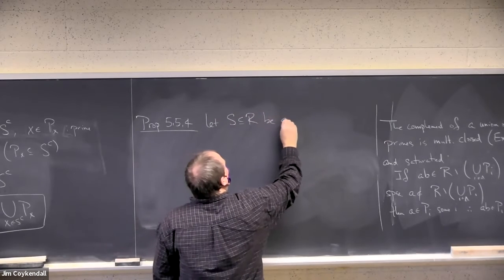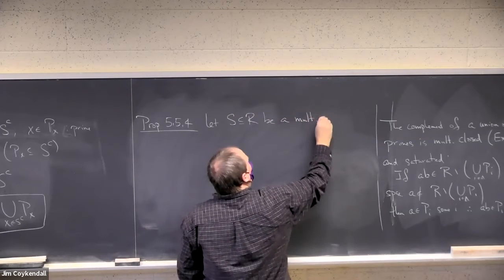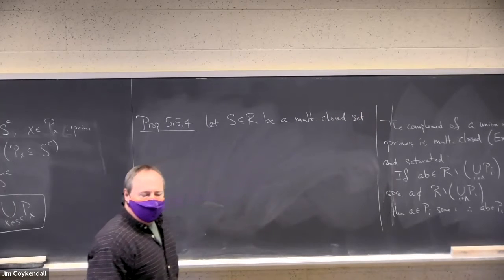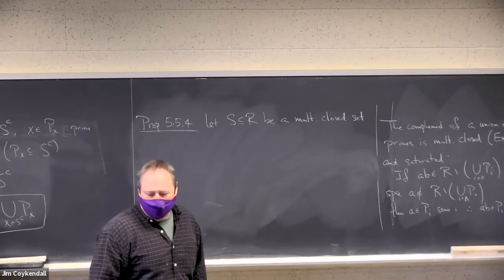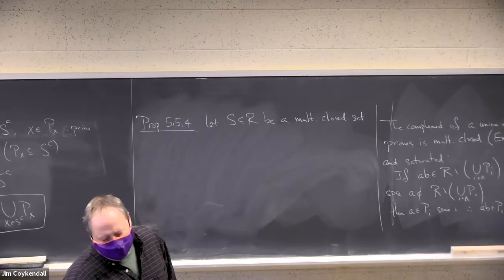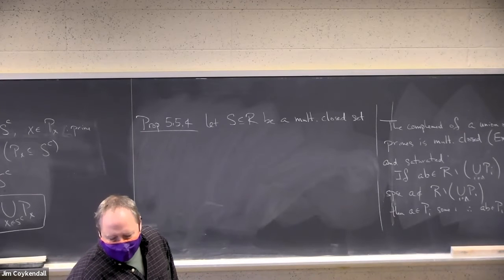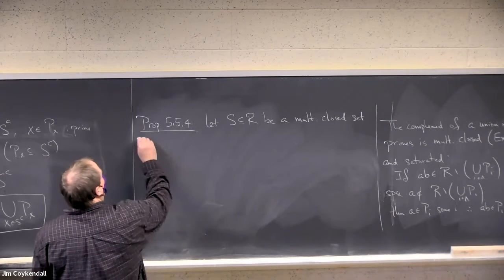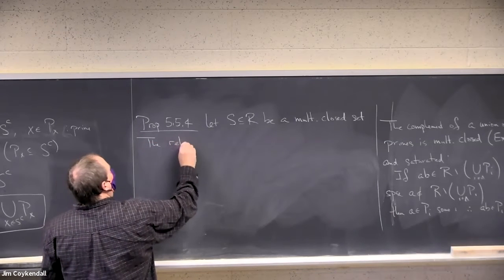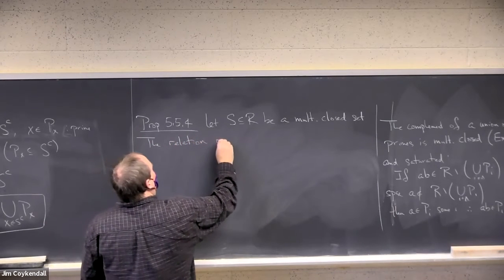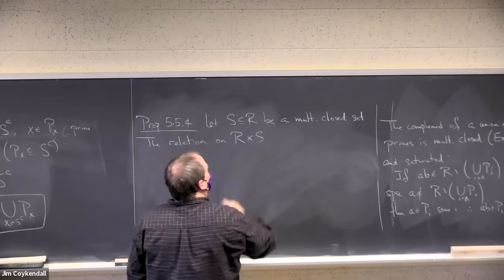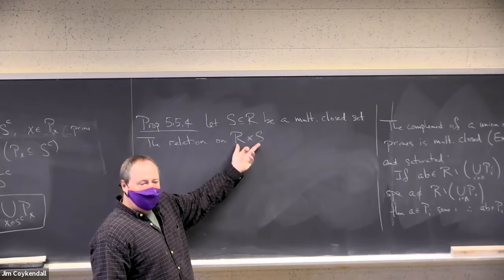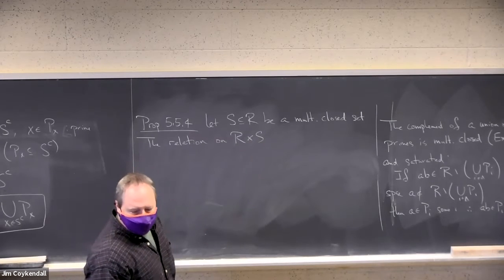Let S be a multiplicably closed set. Technically, I'm not assuming here that zero may not be in S, although that just turns things into silliness. And I'm not assuming it's saturated yet either. The relation on, okay, so take the Cartesian product of R and S as a set, and we're going to sort of turn this into a ring.